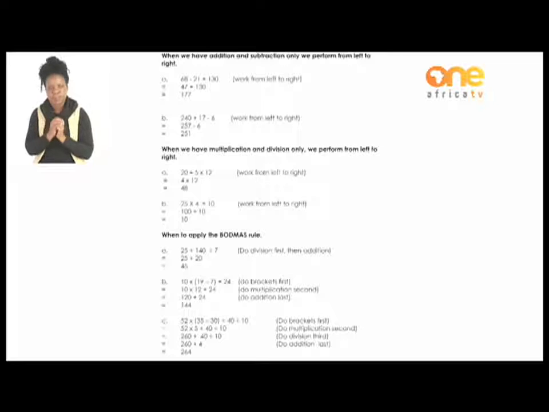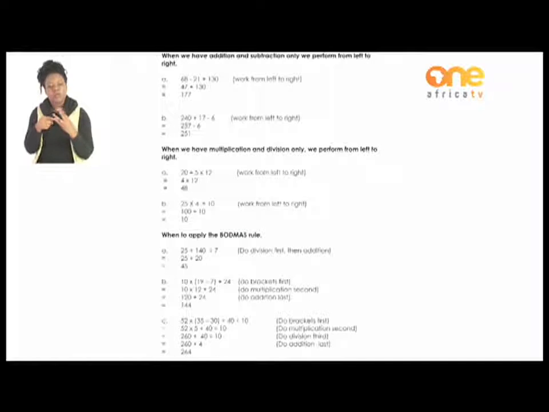Let's try example B. 25 times 4 divided by 10. Here the multiplication is first, so we work from left to right. We do the multiplication first: 25 times 4 equals 100, divided by 10. Now we do the division part, and we say 100 divided by 10 equals 10. So this is when we only have multiplication and only have division. Now we have a few examples where there's plus, division, brackets, and everything. So let's try these examples.